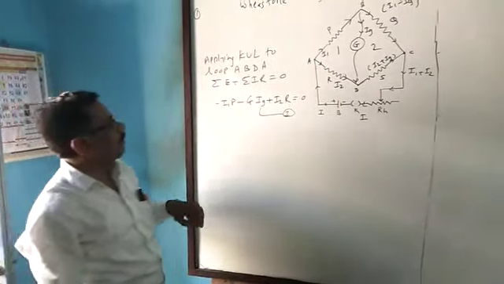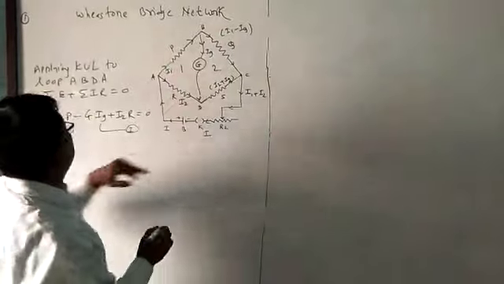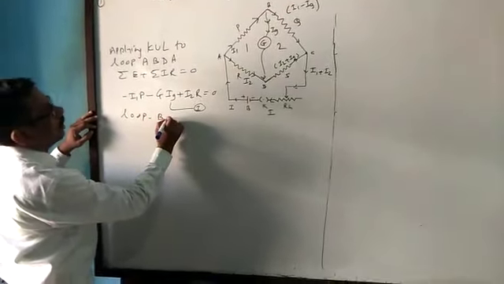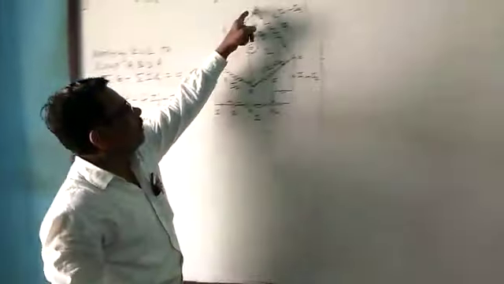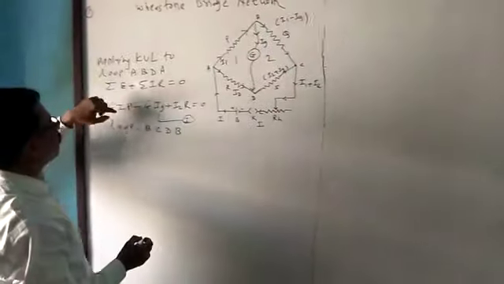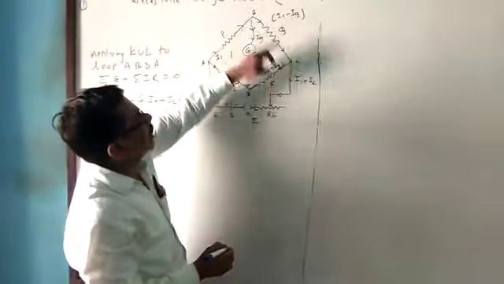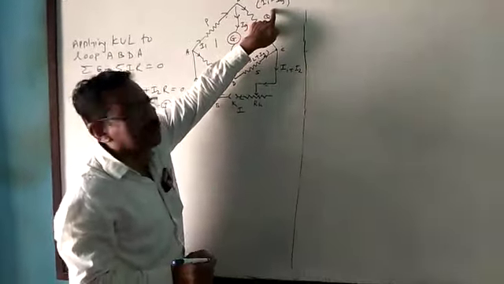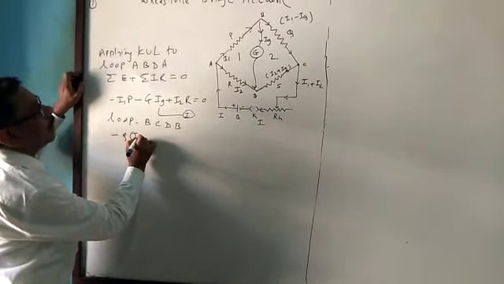Now let us see the second equation. The second closed loop is B, C, D, B. Now applying Kirchhoff's voltage law to the closed loop B, C, D, B. The current flowing from B to C is in the same sense of the circuit, hence that potential difference is negative, minus the resistance Q into the current I1 minus IG.